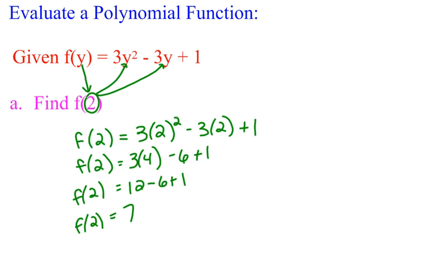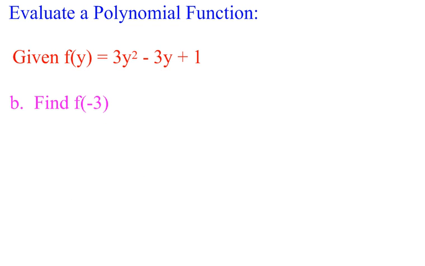So what that's telling me is when I have a value for my independent variable, my y in this case, of 2, the other value is 7. So the ordered pair 2, 7 would be a pair that would be on this graph. And you could actually graph this parabola if you wanted to on your calculator and see that 2, 7 would be part of your table. We're finding that value there.